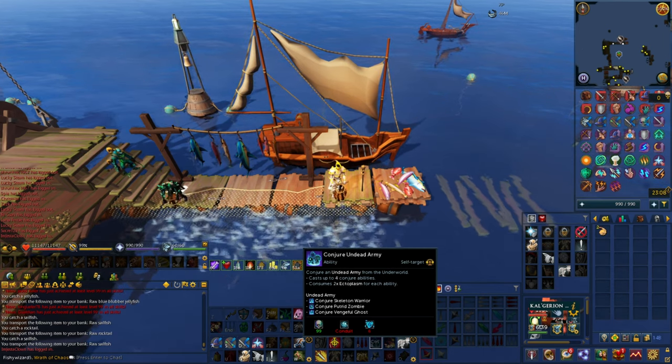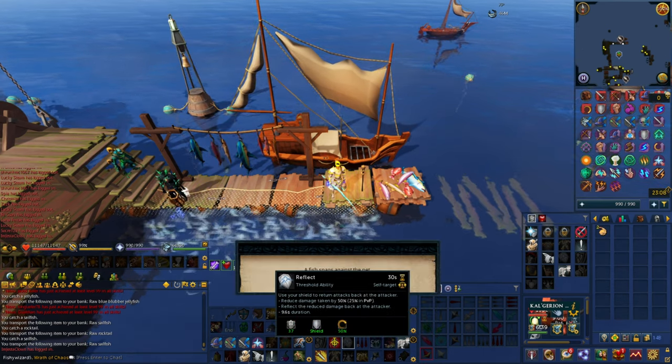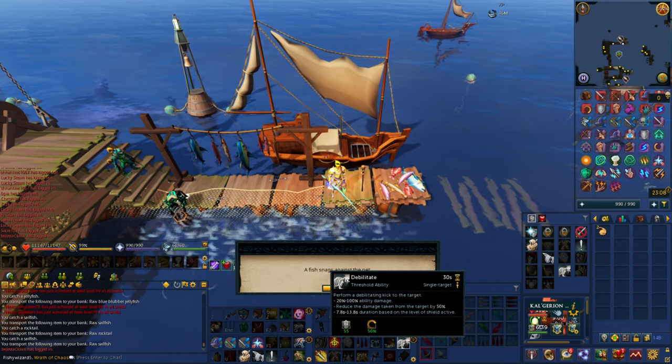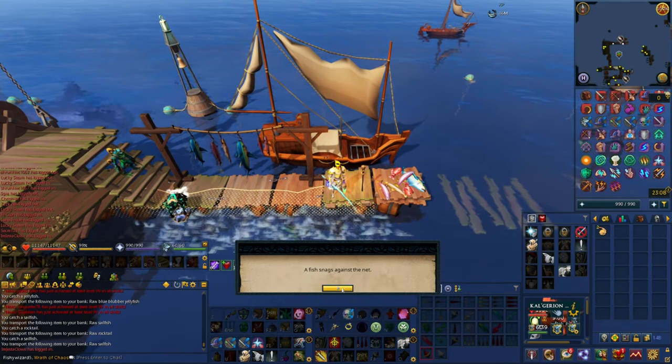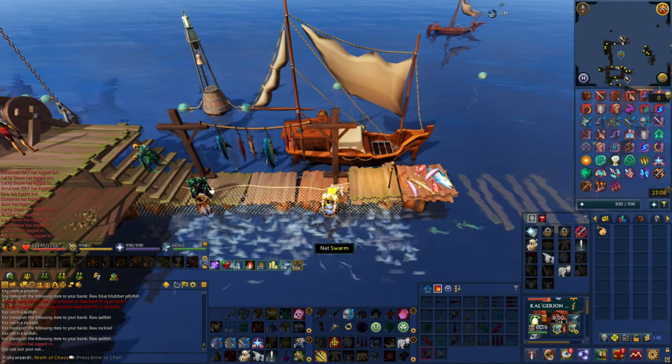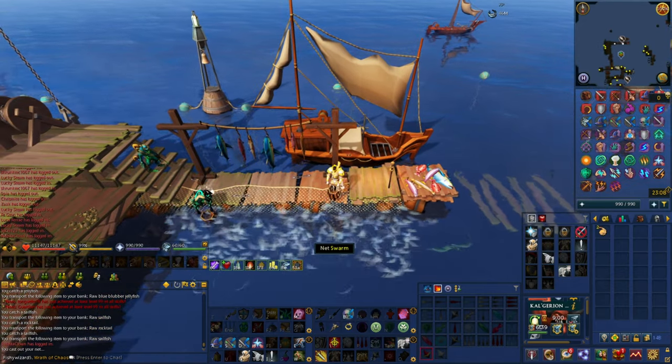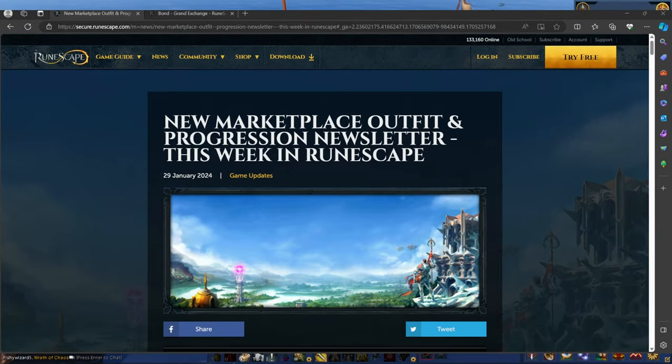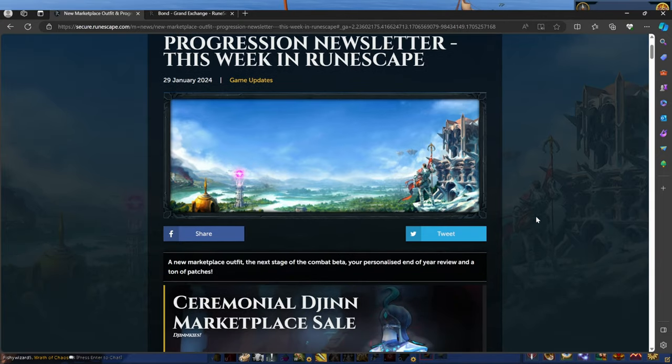The update to RuneScape 3, more specifically. So let me pull up the update and go over what changes Jagex made. So here is the update on the main page.